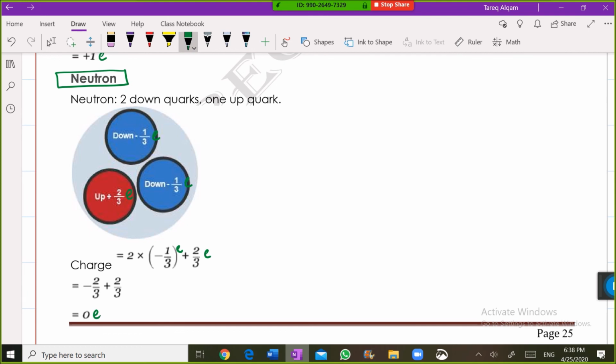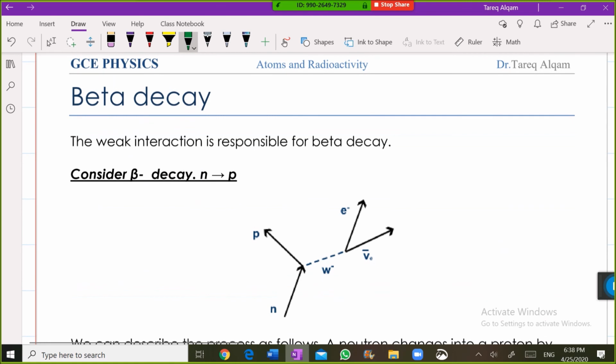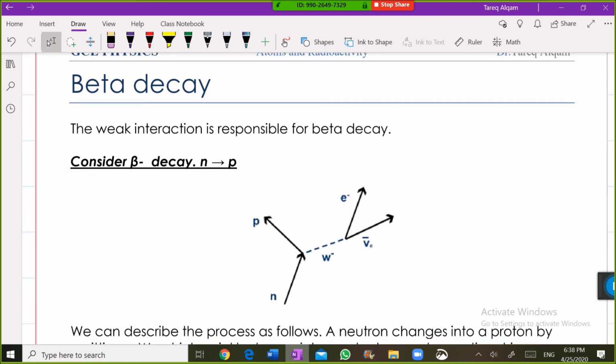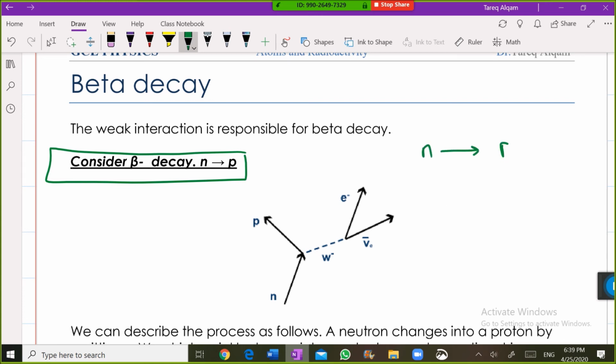اخر اشي بهذا التوبيك اللي هو عندنا البيتا ديكي، بيتا بوزيتيف ديكي وبيتا نيجاتيف ديكي. ناخذ اول شيء البيتا نيجاتيف ديكي. هلا يا جماعه عندنا بيتا ماينس ديكي وعندنا بيتا بلس ديكي. البيتا ماينس متى بيصير؟ اذا عندنا نيوترون تحول لبروتون. تمام؟ نيوترون اللي هو 0 1 اعطاني بروتون والكترون، واتفقنا مع اي الكترون بيجي انتي نيوترينو. انتي ايش؟ نيوترينو.